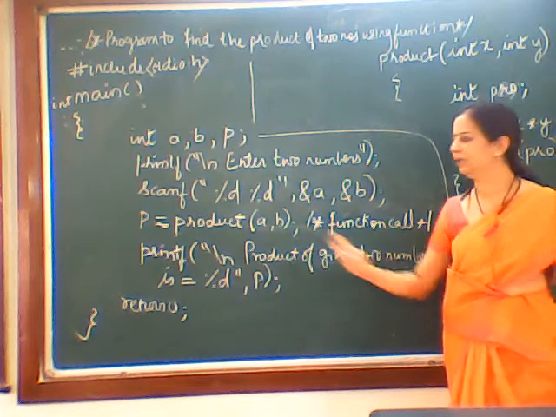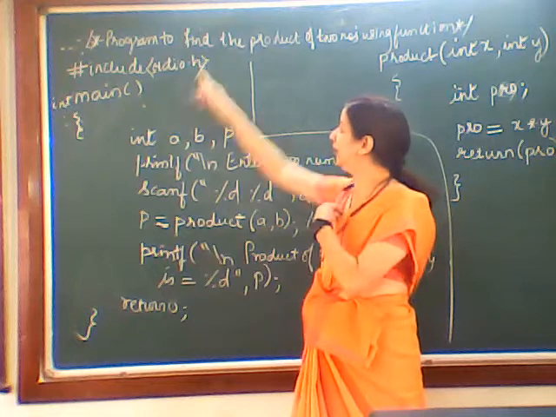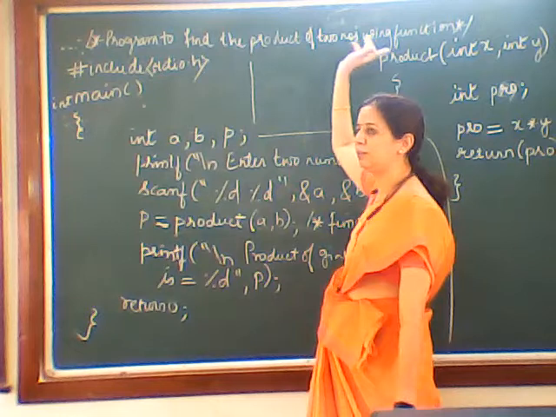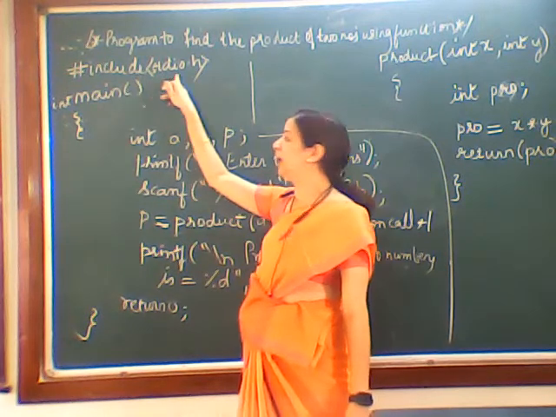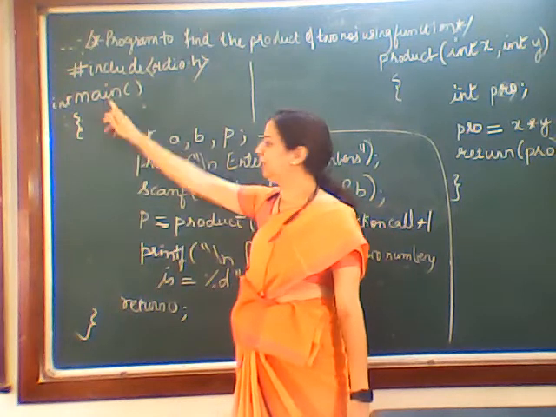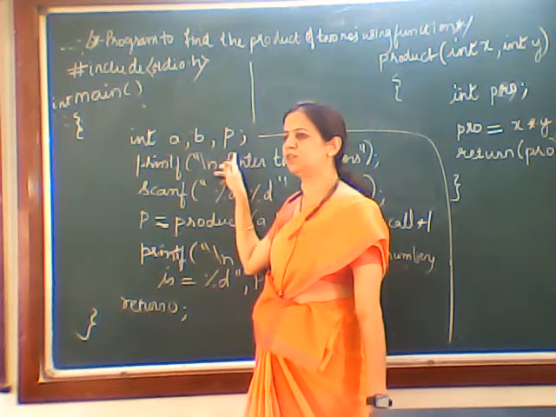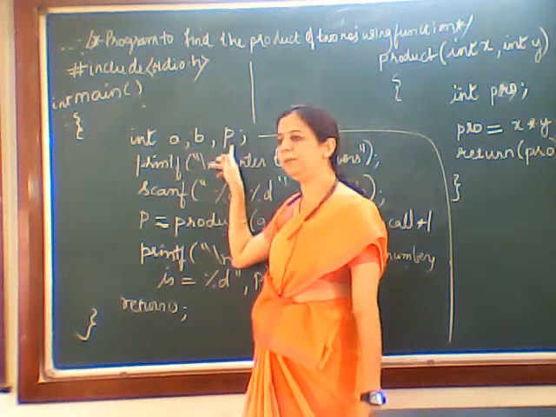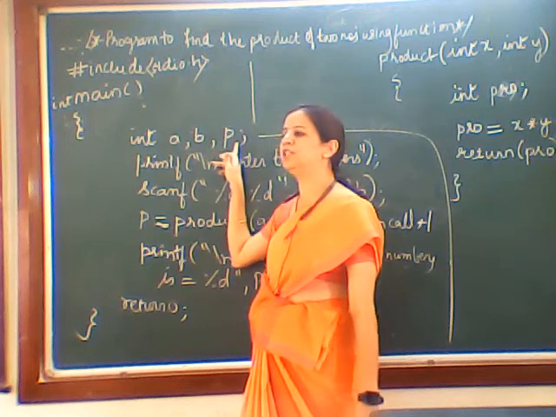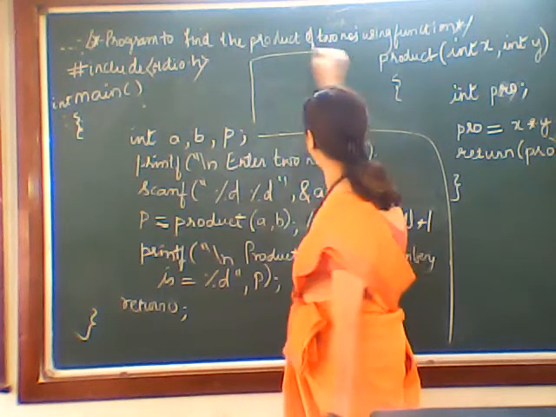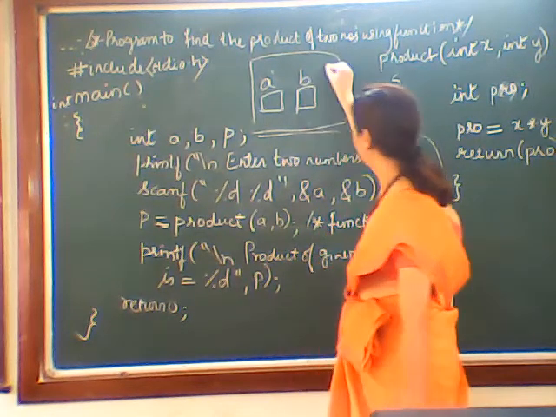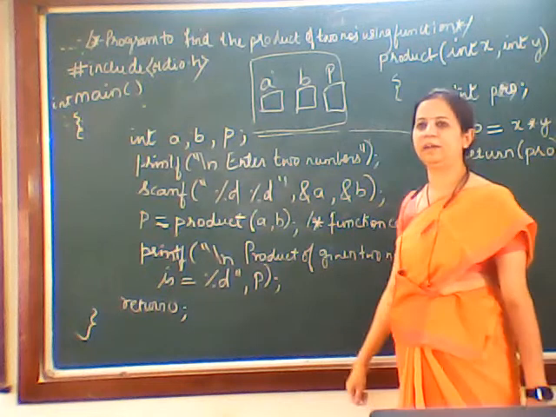Everybody has finished writing? Now see, when your program starts working, the first statement will be a comment. It is telling you that we are finding the product of two numbers using function. We include a header file called stdio.h. It gets linked to the main. In the main, there are a few variables. Which are those variables? A, B and P. A will store the first number, B will store the second number and P will store the product. So inside the computer's memory, a variable called A will get created, another variable called B and one more variable called P will get created.